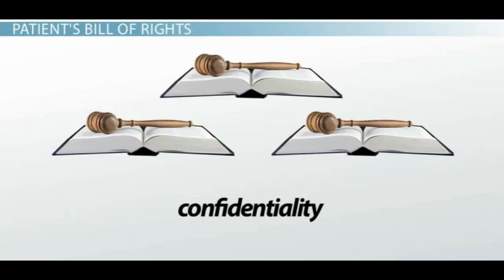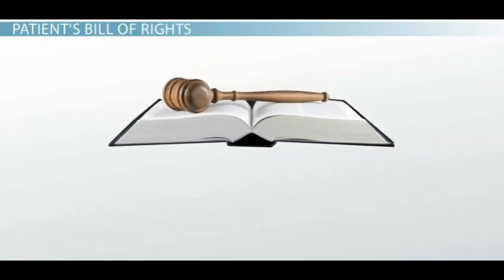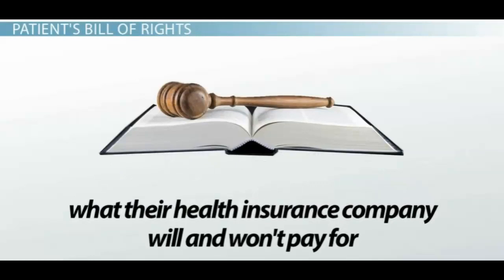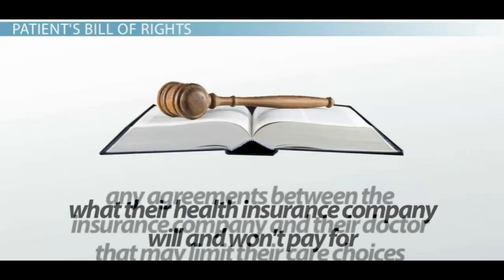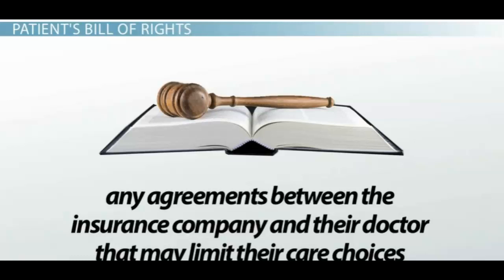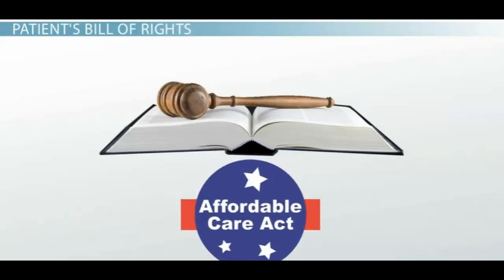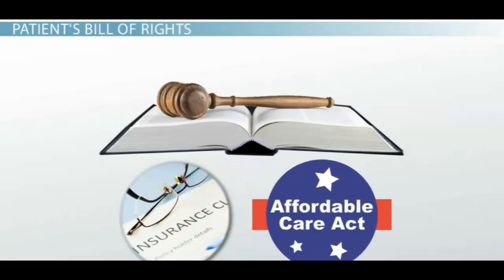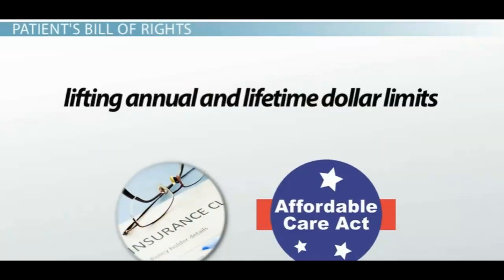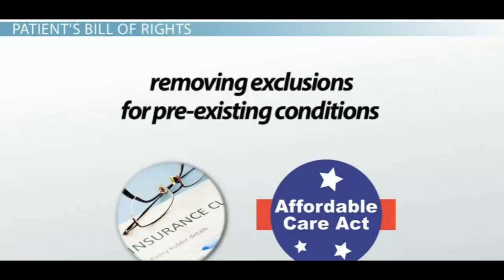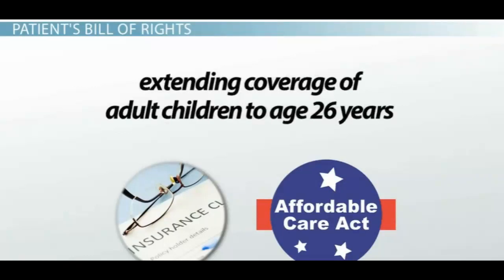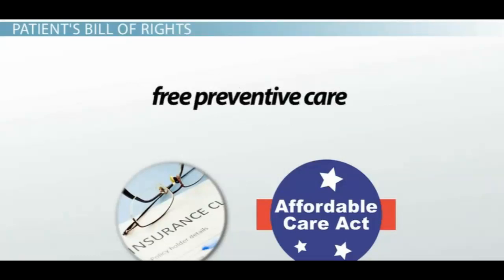More recent Patient's Bill of Rights lists have included patients' rights to know about what their health insurance company will and won't pay for, and know of any agreements between the insurance company and their doctor that may limit their care choices. The most recent Patient's Bill of Rights, released in 2010 with the Affordable Care Act, was designed to give new patient protections in dealing with insurance companies and included lifting annual and lifetime dollar limits, removing exclusions for pre-existing conditions, extending coverage of adult children to age 26 years, and free preventive care.